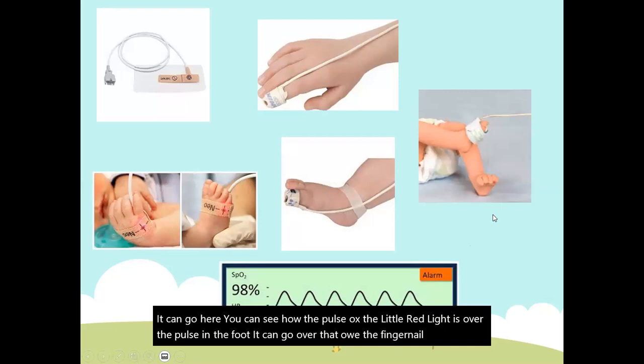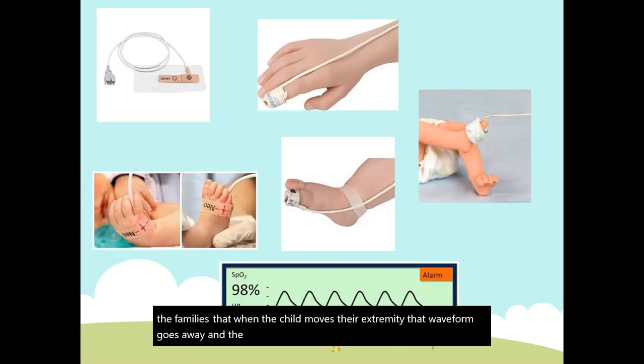There are many places we can go, but most importantly, we want to see that good waveform to know that it's accurate. We have to educate the families that when the child moves their extremity and that waveform goes away and the alarm starts to beep, don't panic, because it's not accurate, because the child is moving.